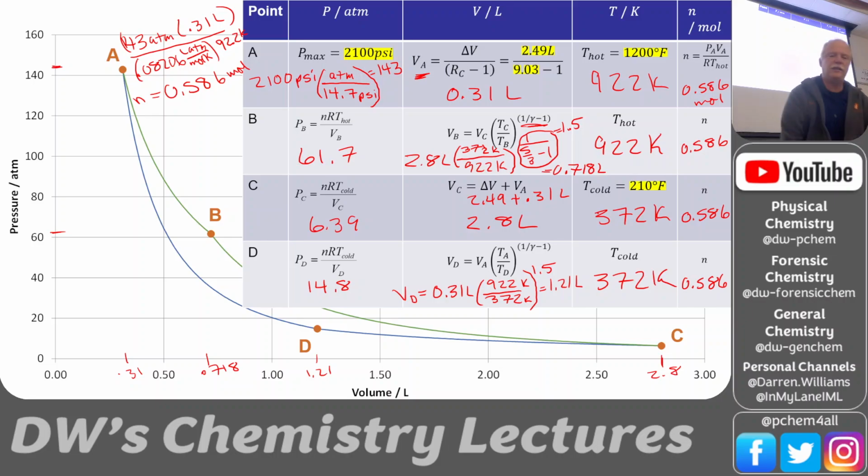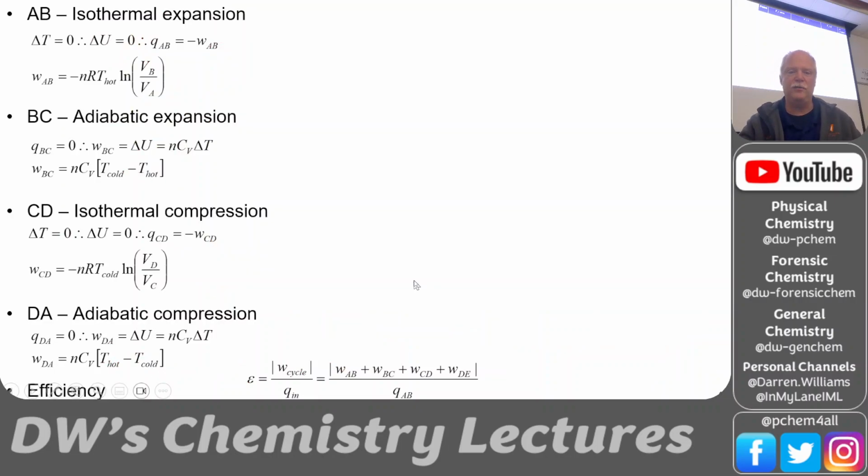Okay. So we're not done with the problem though. This is just the state variables, so these are the A, B, C, and D points. Now we can do delta T's to calculate the work for this adiabatic relationship, or we can use the work equation for isothermal expansion. So let's go ahead with those data points and start doing these calculations.